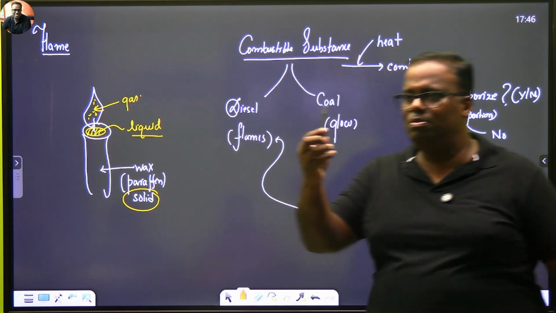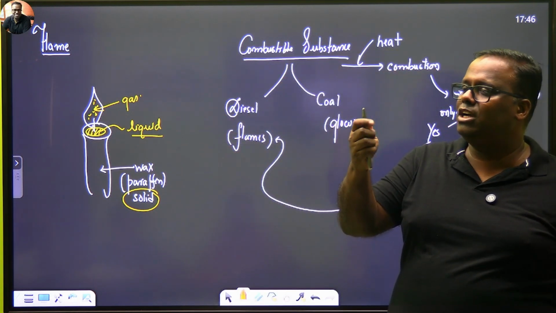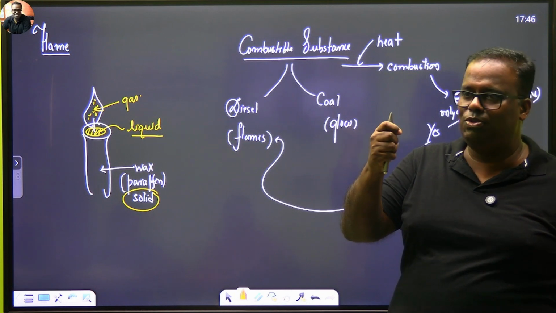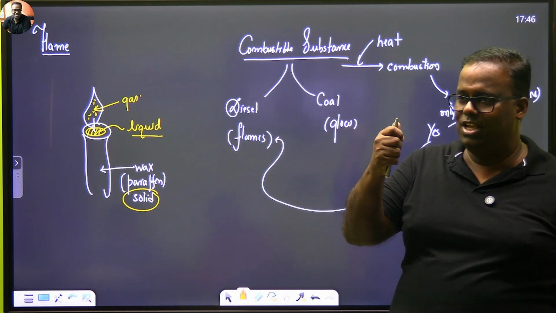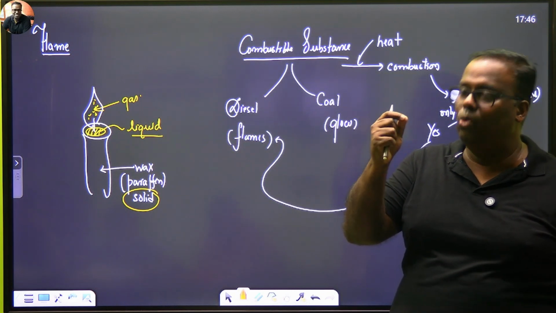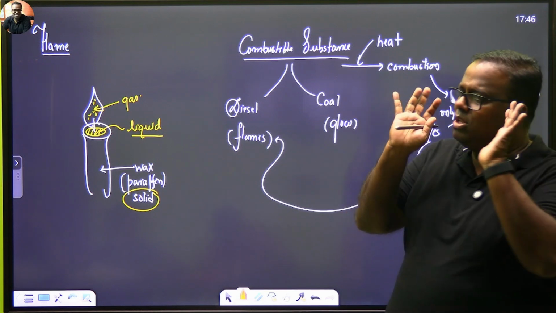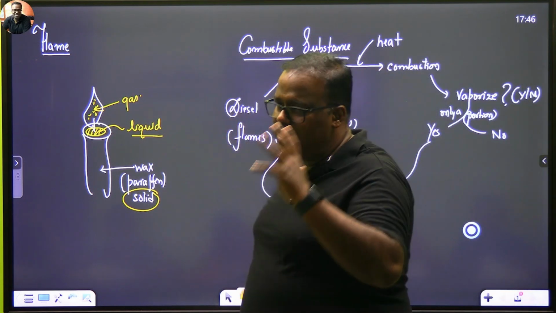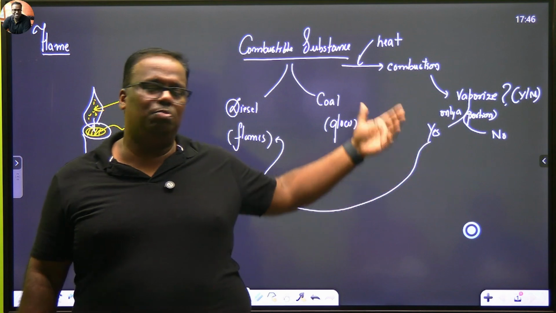Instantly there will be a flame. After that, the agarbatti's fueling is not that much. The fuel is not that much that it vaporizes. So what do we see in an agarbatti? We always see a glow. So have you understood the basic part of flame? Flame will always be associated when you burn a combustible substance.